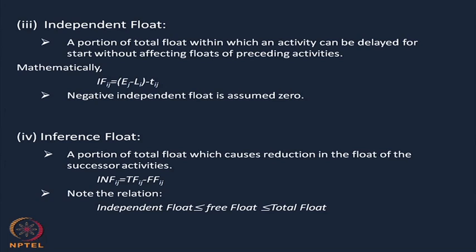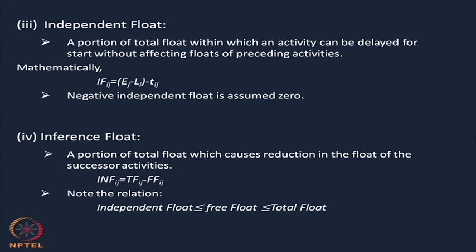Mathematically, the independent float, which we denote as IFij, equals Ej minus Li minus Tij. So, IFij equals Ej minus Li minus Tij. Please note that if there is any negative independent float, we will assume it as 0, we will ignore it. So, basically the independent float is just the opposite one, in the sense that in the free float we were using the preceding activities, whereas in the independent float we are using the successive activities.